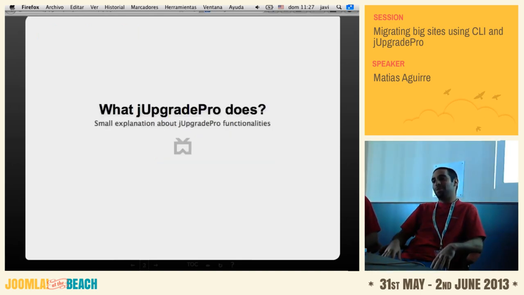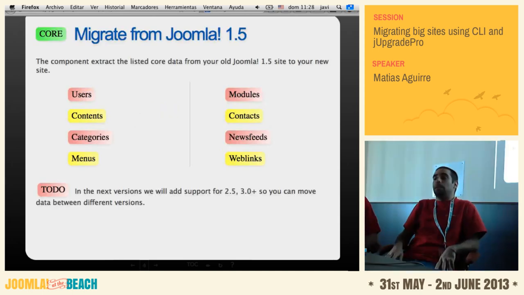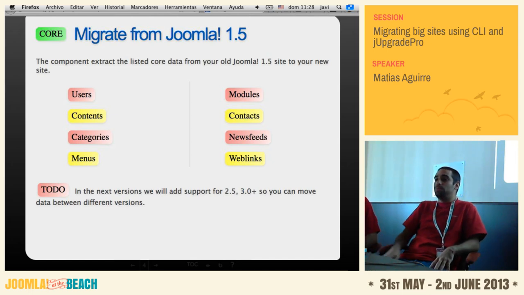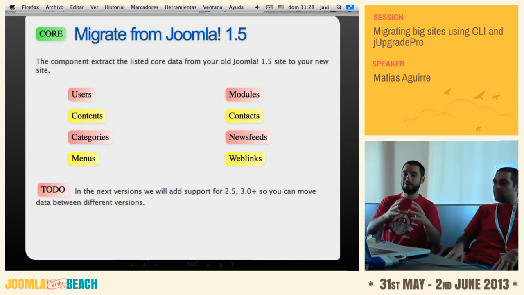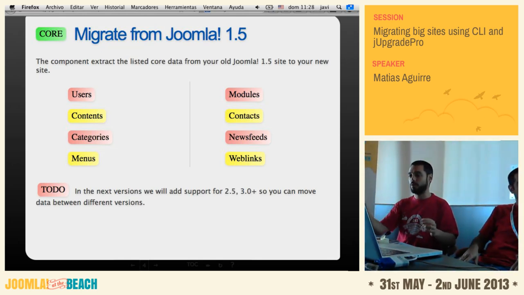What jUpgradePro does is just to migrate your site from Joomla 1.5 to 2.5, 3.0, and 3.1. This extension migrates users, modules, content, contacts, categories, all the core content of Joomla. So right now the idea of the component is to help you migrate Joomla from 1.5 or 2.5 or 3.0 or 3.1.